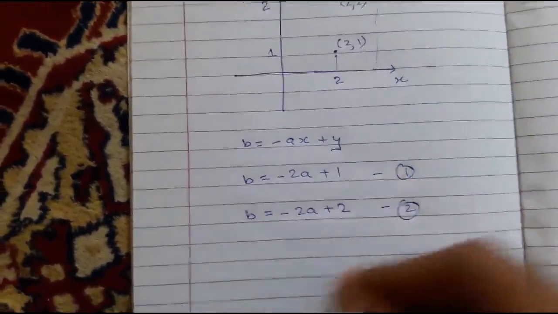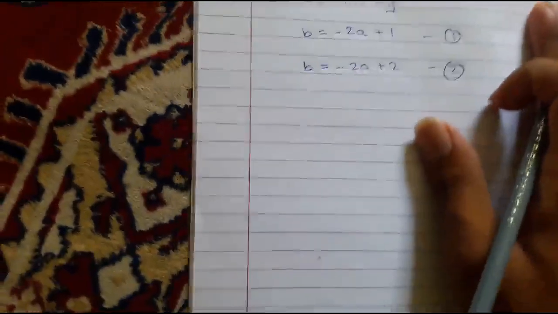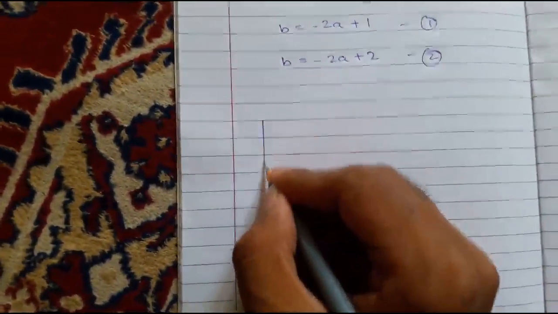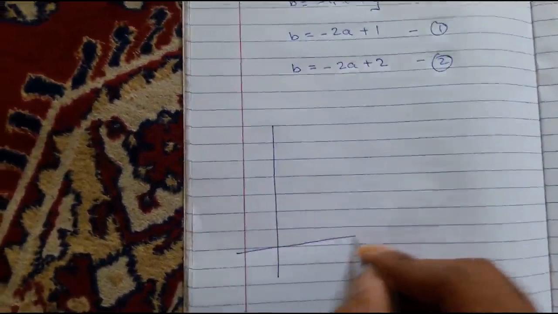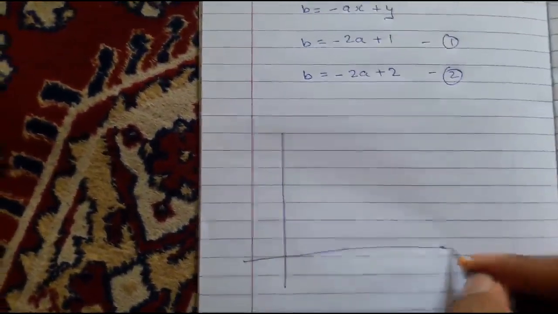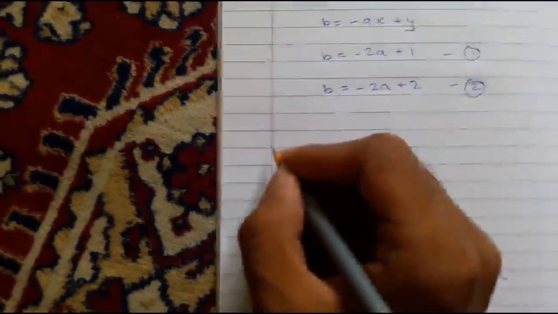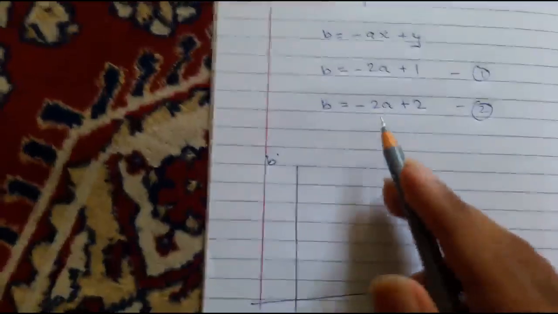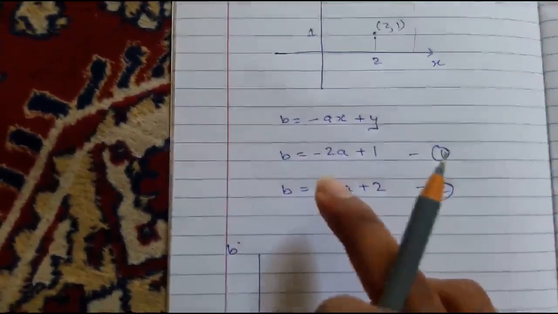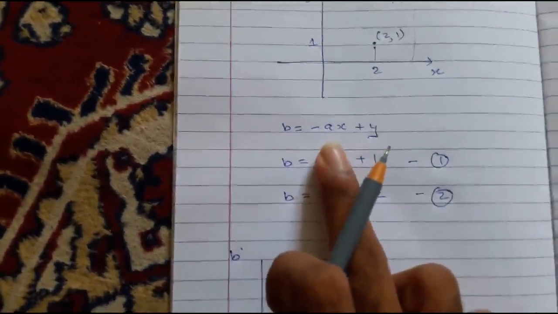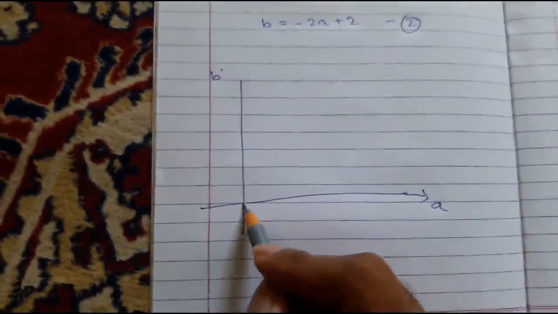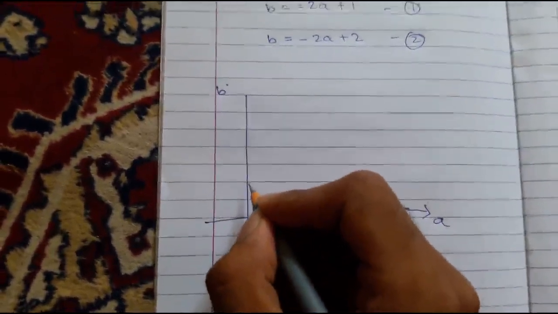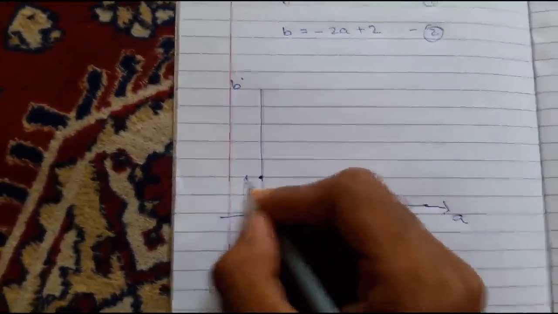Let us plot these two graphs. Let us get a rough plot of these two graphs. So this is a, this is b. So here you can see, suppose when a is equal to 0, we get b is equal to 1. So basically when a is equal to 0, we get b is equal to 1. Suppose this is 1. Okay.